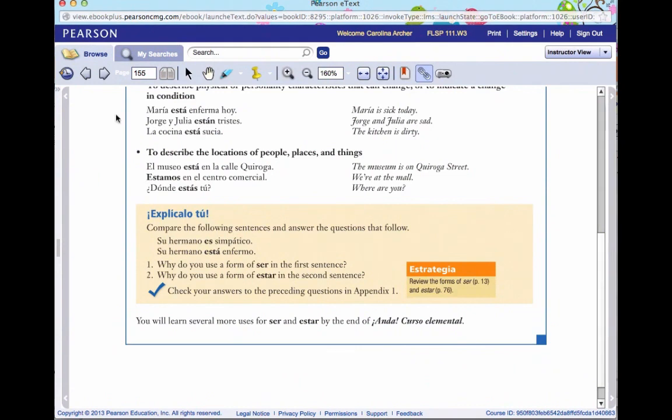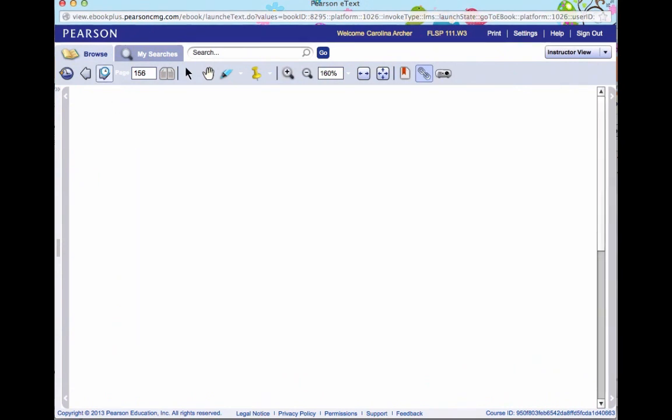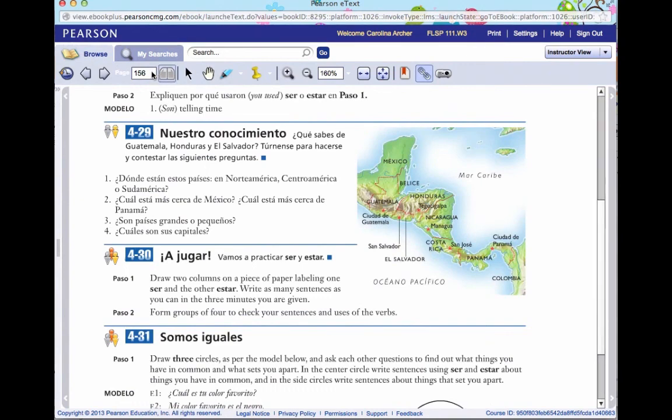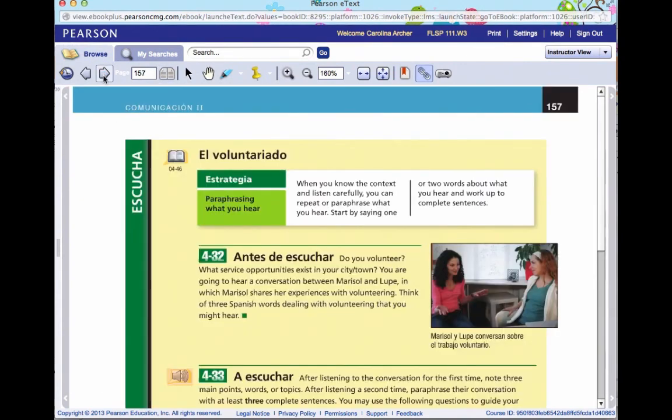Muy bien, so you have a few more activities to work with the differences between ser and estar, and I believe that marks the end of capítulo 4.